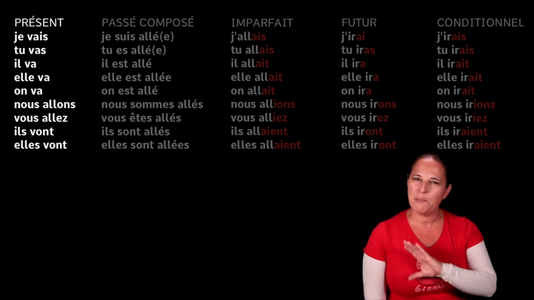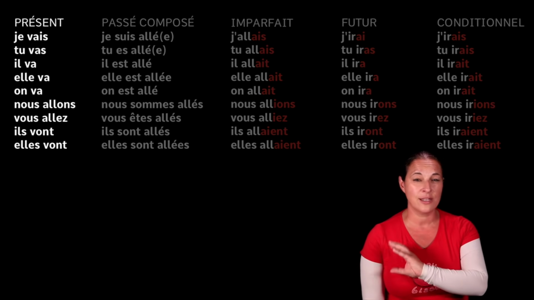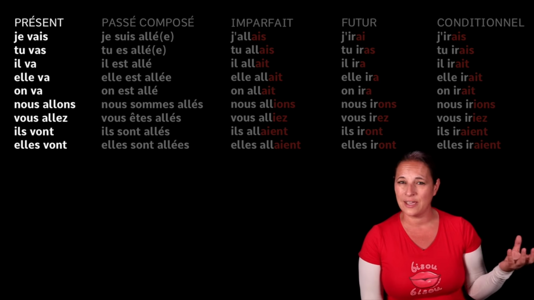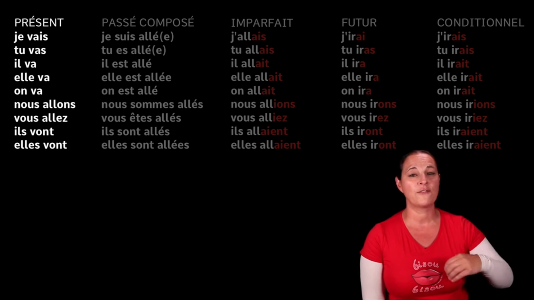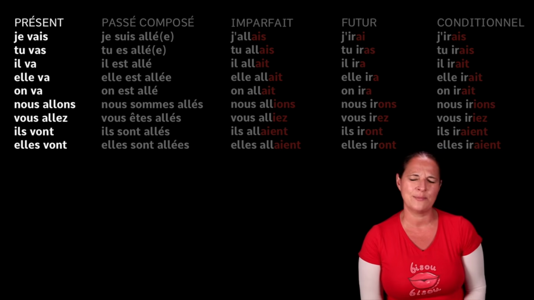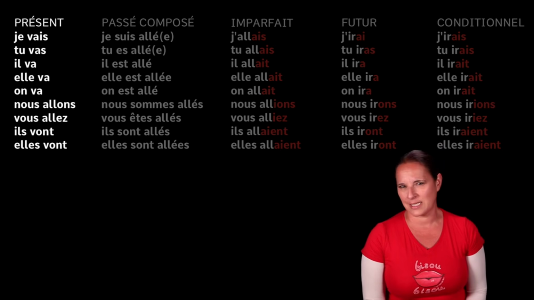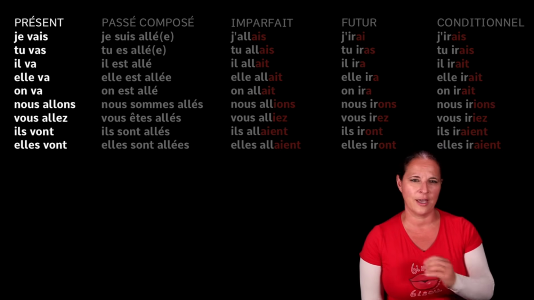Now have a look at the pattern of the present tense. There is not much pattern with aller, the verb, as its infinitive form, is there? Apart from nous, which sounds or looks a little bit like aller, the rest doesn't. So you've got to learn this by heart.